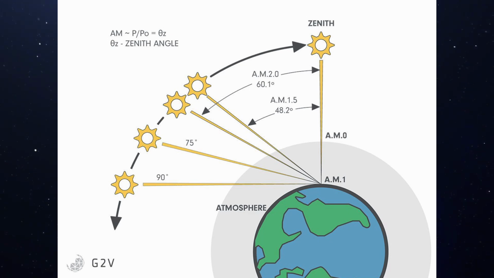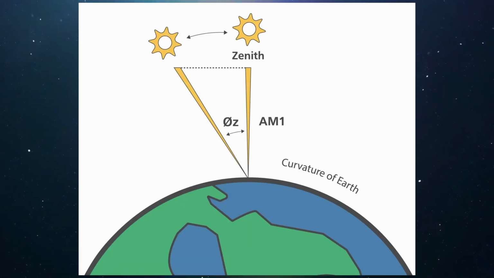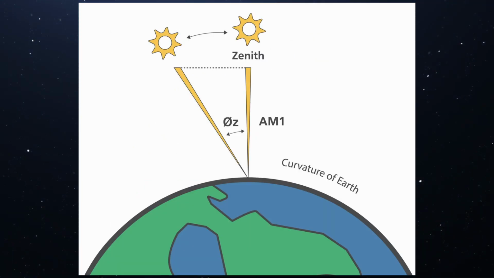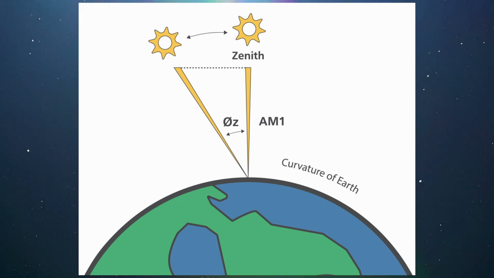Air mass describes the path length that sunlight takes through the Earth's atmosphere, normalized to the shortest possible path when the Sun is directly overhead. This measurement helps quantify the reduction in solar power as light passes through the atmosphere and is absorbed or scattered by air molecules, dust, and other particles.